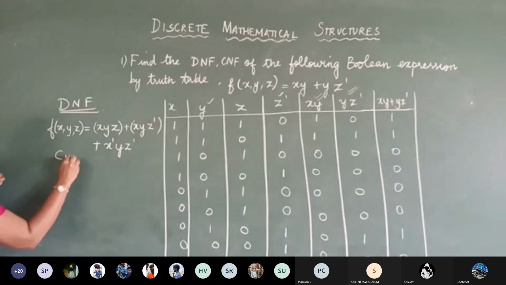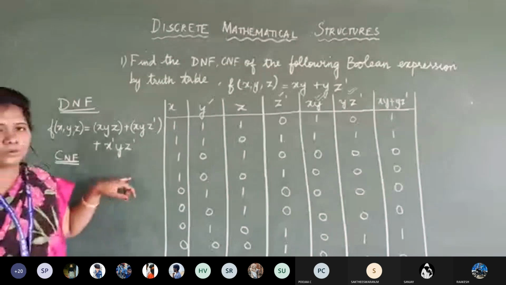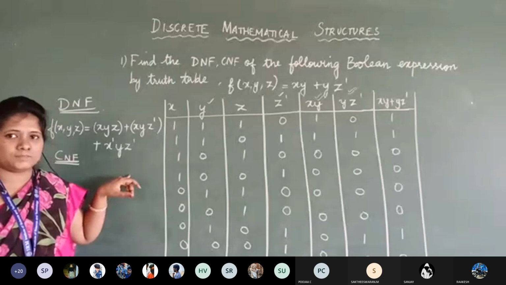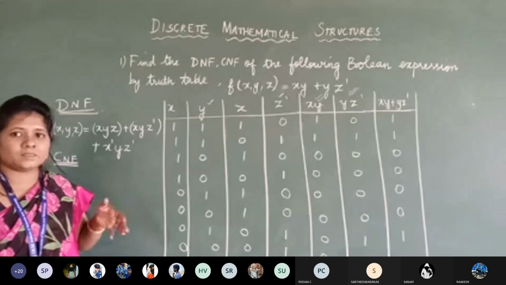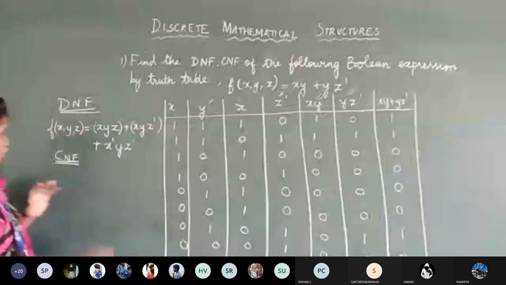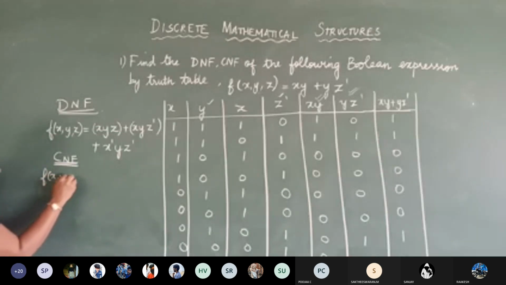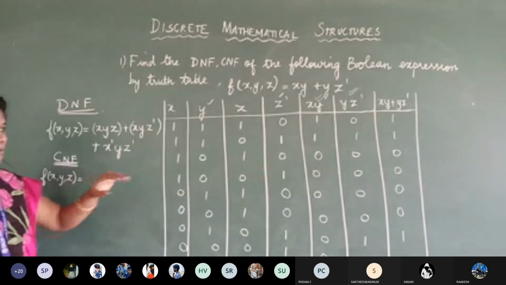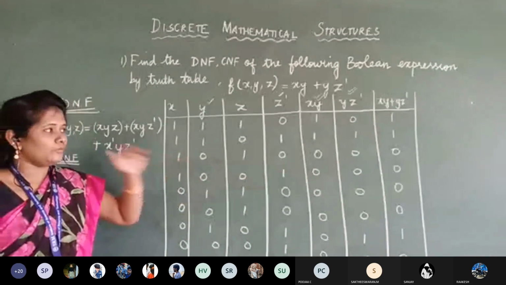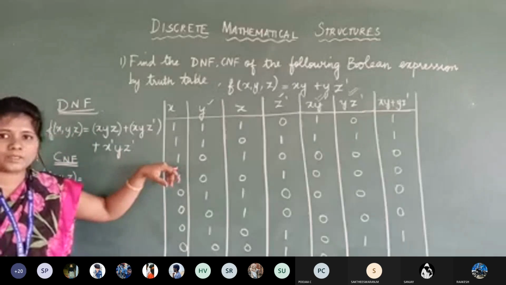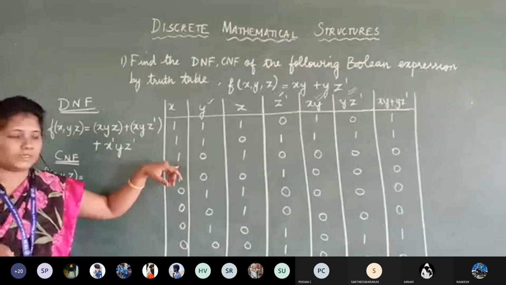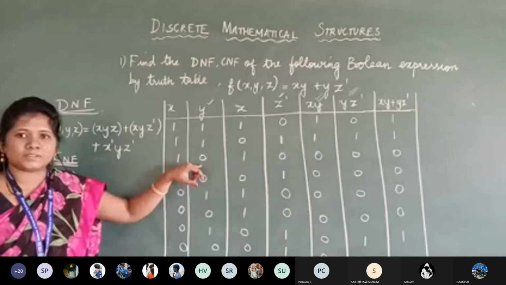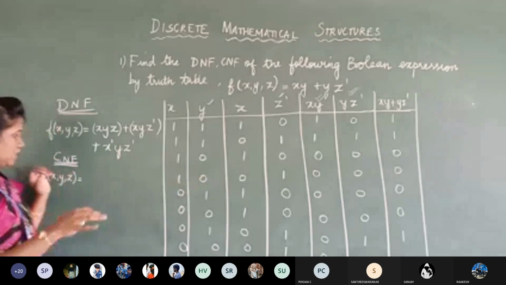Your CNF. See the definition. It is the sum of the max terms. What is your max term? Max term is nothing but Boolean sum. So you're going to write wherever there is 0 value. Wherever there is 0, you'll be writing that value. And when you write it down, you'll write the opposite, the complement. When it is 1, you will write the complement. For 0, you'll write the y value, because that is CNF.